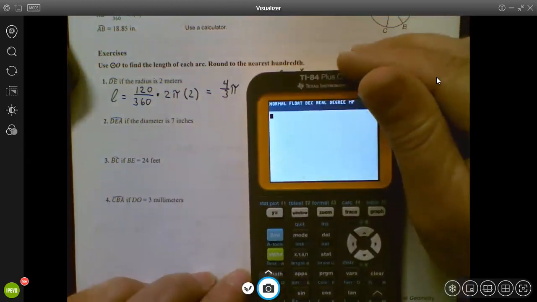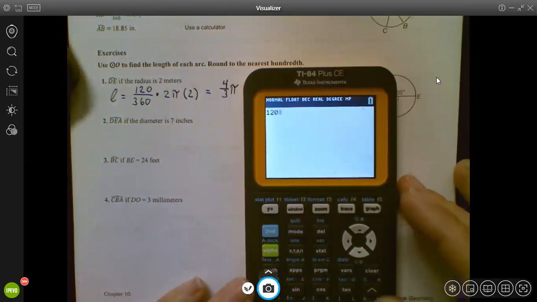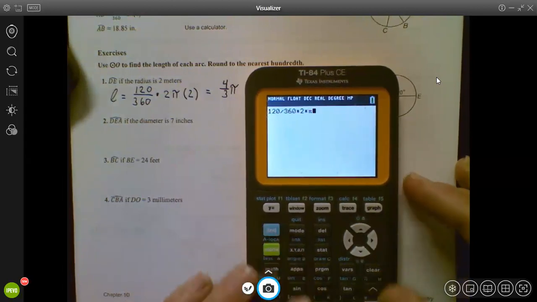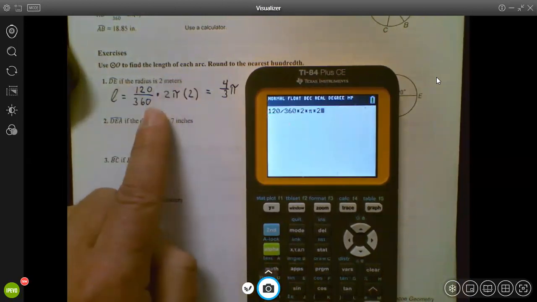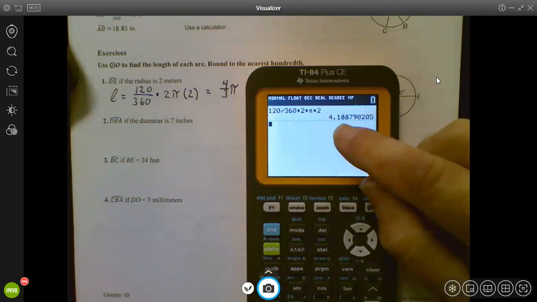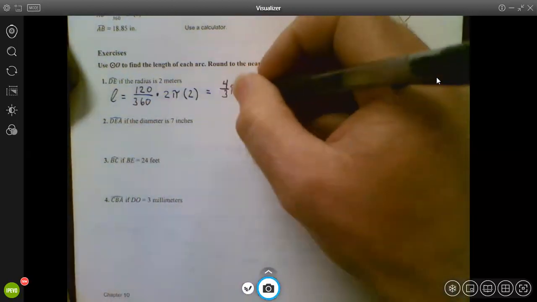However, this one said round to the nearest hundredth. So we're just going to type it all in: 120 divided by 360 times 2 times pi times 2. If we're going to round it, you can easily just type it all in the way that we set it up. Hit enter. There's our decimal. Guys, when you round, make sure you round carefully and accurately. If we're going to round to the nearest hundredth, that's the first 8 that we see, in the hundredths place. Well, the 8 behind it says we have to bump up that 8 to a 9. So we're going to round this to 4.19, if we round it accurately.